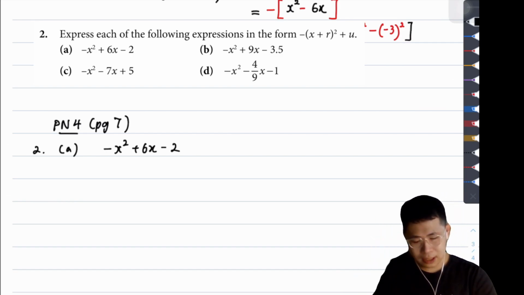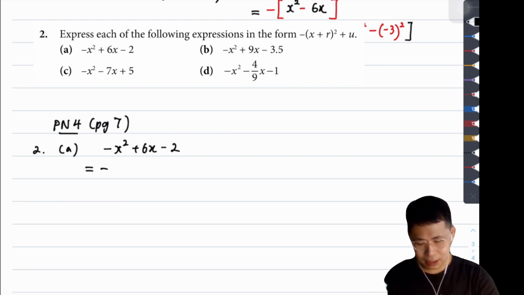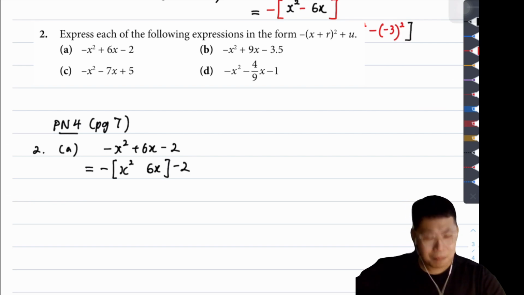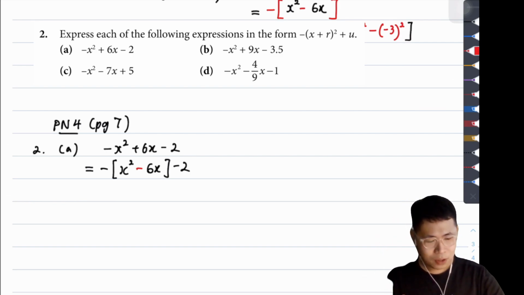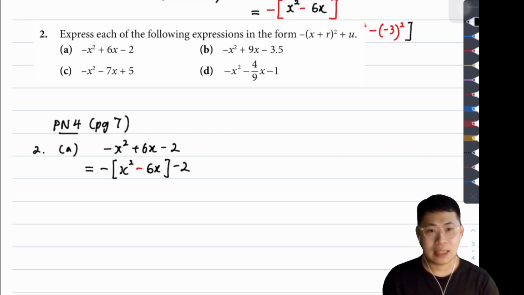What we do here is I will take out the negative, and I will have x squared and my 6x, and my minus 2 on the outside. But for my 6x, I will need to change the sign. Okay, so when you expand back, make sure that it is equivalent.